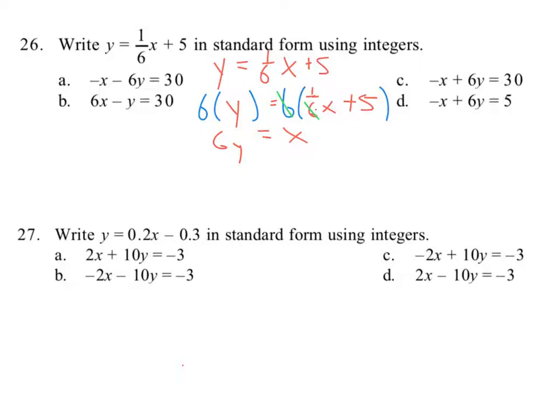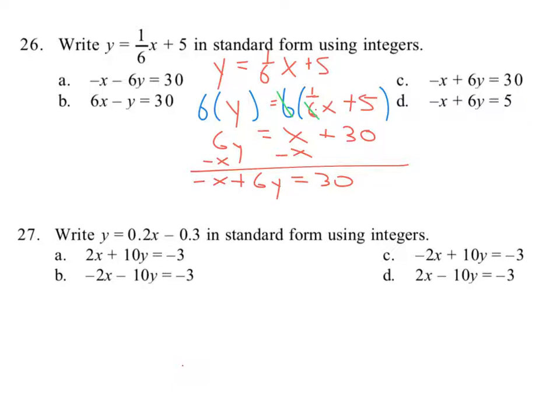Okay? So we say then 6 times 5 is 30. And if we move the x's to the left-hand side, because that's where we need them, you see that we get negative x plus 6y equals 30. And we need to have our x term as positive. So actually, that's a standard.